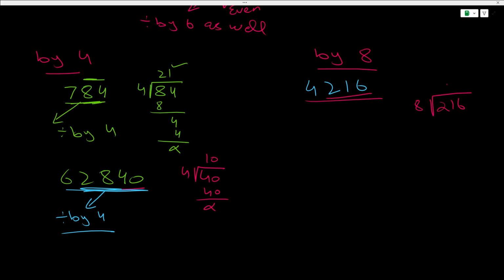Okay, we will start dividing it by 8. 8 times 2, 16. 5, 6. Okay, now 8 times 7, 56. So the last three digits are exactly divisible by 8. We now say this whole number is divisible by 8.